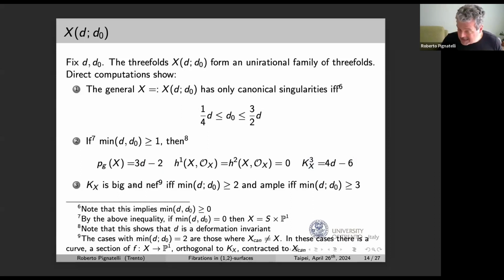What about the canonical system? Because in fact, I'm looking for canonical models, so I would like it to be ample. Well, it's ample if the minimum is at least 3. The game is always about the minimum among the D0. If it is at least 3, the canonical system is ample. If it is exactly 2, it's no more ample, but it's big enough.